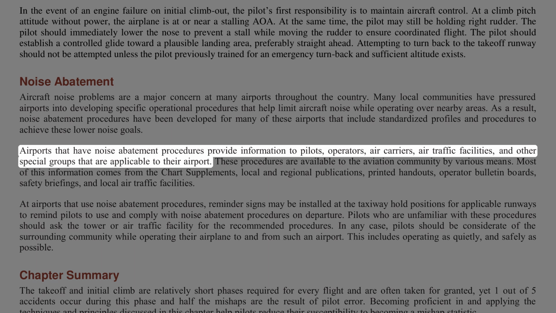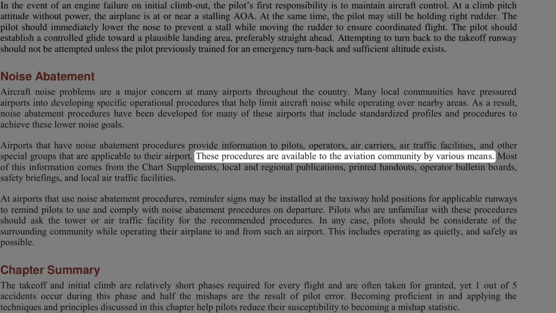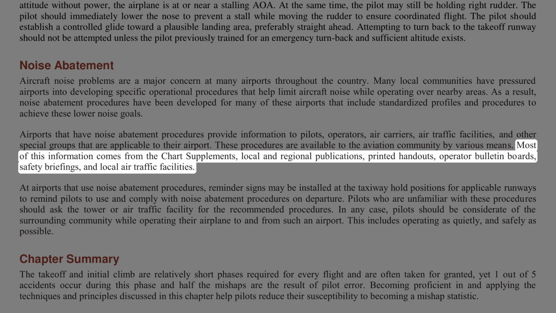Airports that have noise abatement procedures provide information to pilots, operators, air carriers, air traffic facilities, and other special groups that are applicable to their airport. These procedures are available to the aviation community by various means. Most of this information comes from the chart supplements, local and regional publications, printed handouts, operator bulletin boards, safety briefings, and local air traffic facilities.